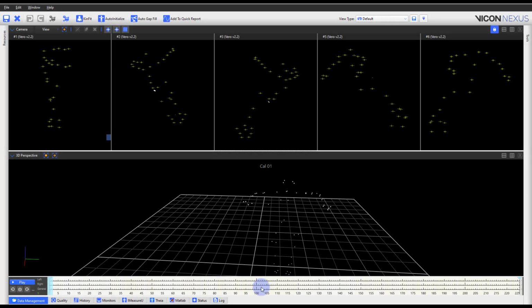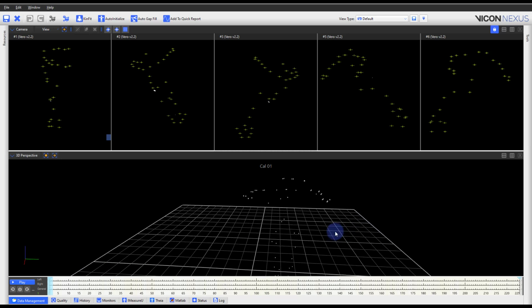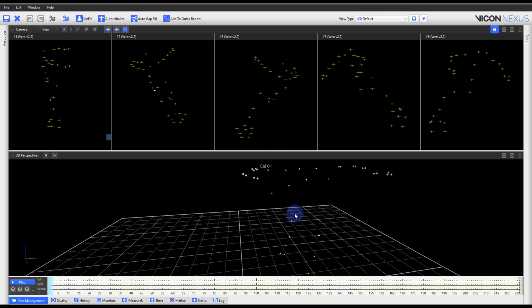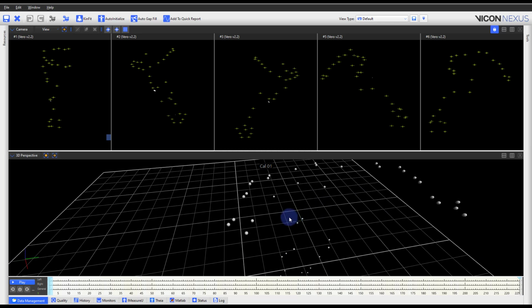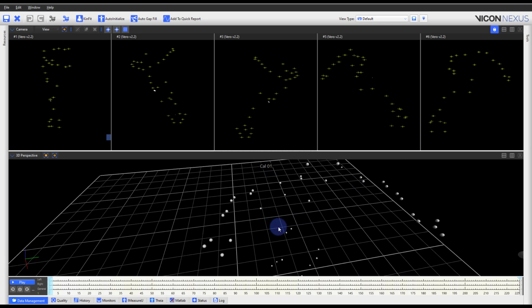In this example, the subject has the full body Plug-in Gait marker set on. Notice that there are double markers appearing throughout the upper body. The markers look like they are offset from one another. In the camera views, nothing appears out of the ordinary, but as soon as we start to select markers in the 3D perspective, the issue becomes clear.